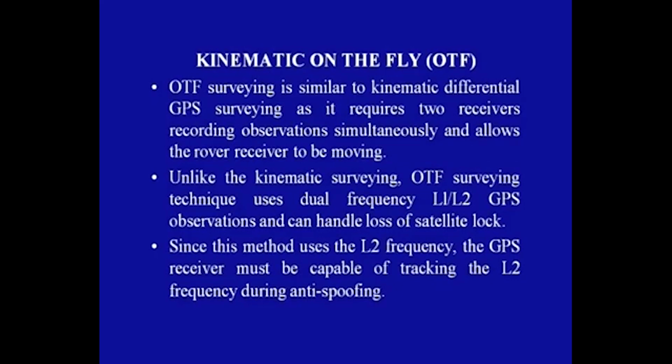Now, we focus on the next method, and that is kinematic on the fly, or in short OTF. OTF survey is similar to kinematic differential GPS surveying, as it requires two receivers recording observations simultaneously and allows the rover receiver to be moving. Unlike kinematic surveying, OTF surveying techniques use dual frequency L1, L2 GPS observations and can handle loss of lock. Since this method uses the L2 frequency, the GPS receiver must be capable of tracking the L2 frequency during anti-spoofing.